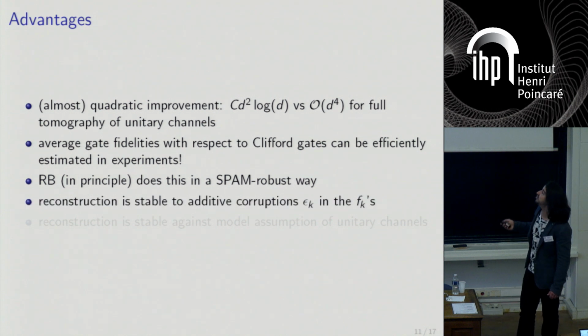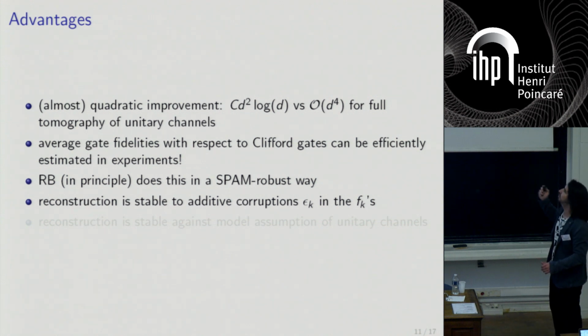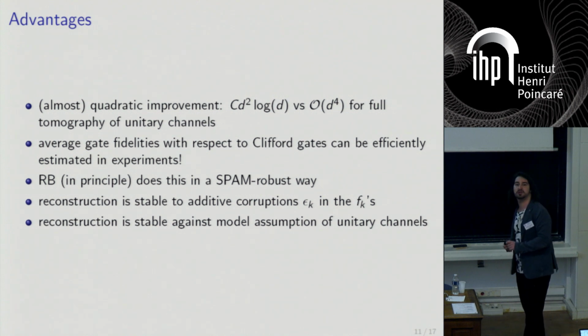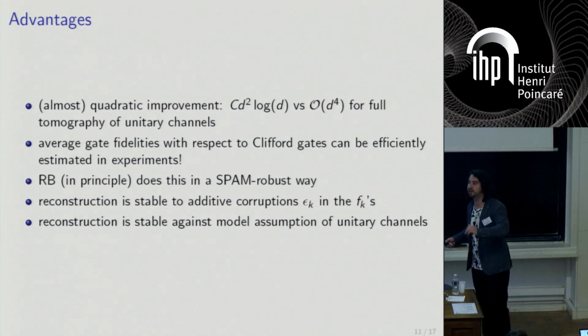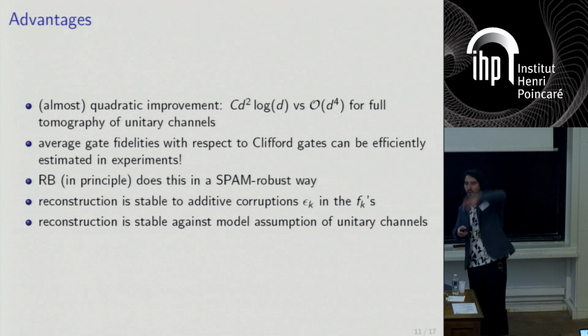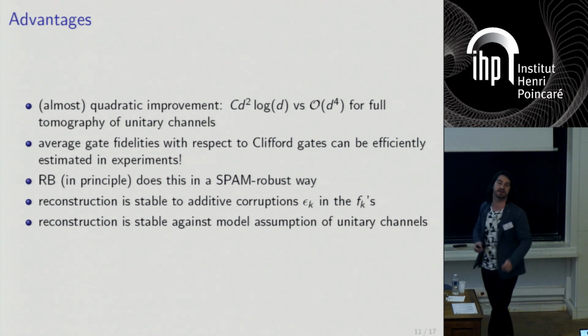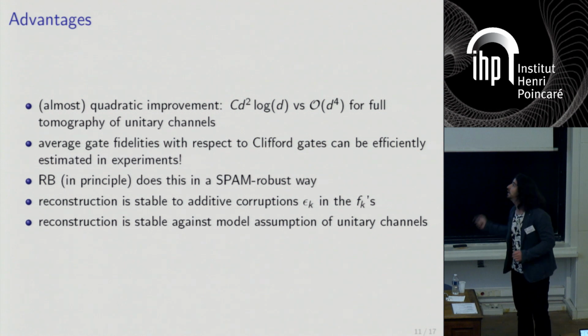And the reconstruction is also stable to additive noise corruption. So if we don't get the average gate fidelities exactly, it's not so important. And also, but this is probably a bit more tricky, the reconstruction is also stable against the model assumption of unitary channels. So if my channel is not unitary, but the unitary is the dominating part, and it has a small tail with higher Kraus rank, then we still get the unitary part of that channel. So there's stability also with respect to the unitarity.